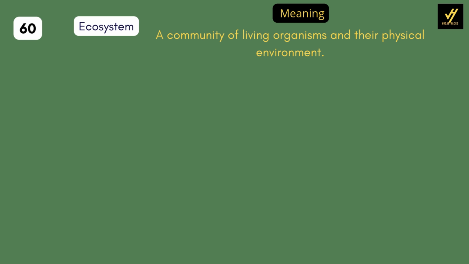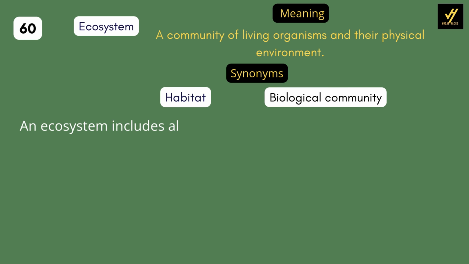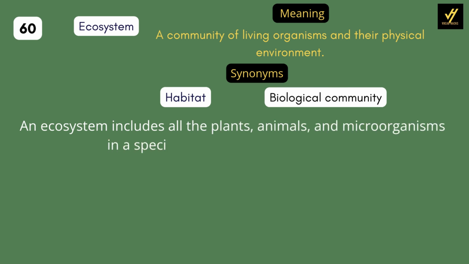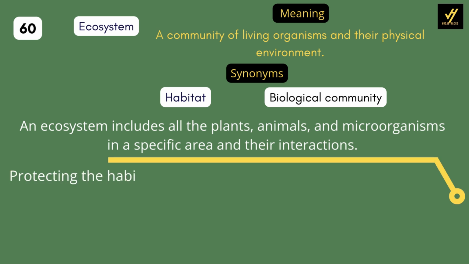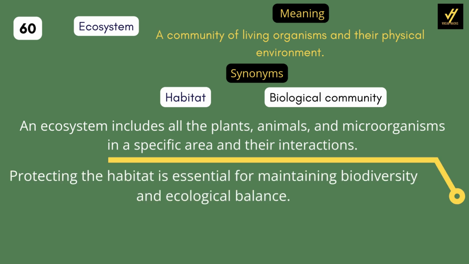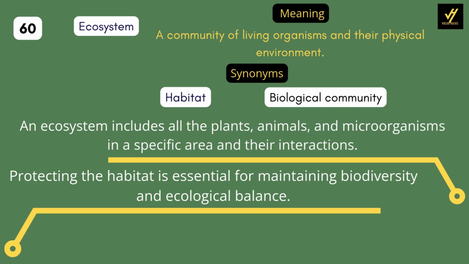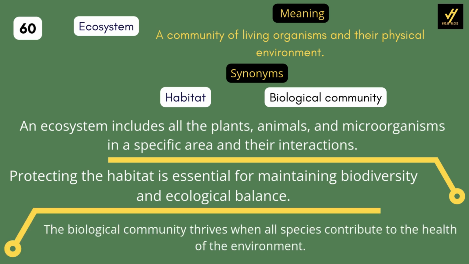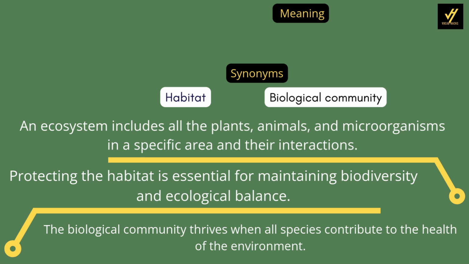Ecosystem, a community of living organisms and their physical environment. Habitat, biological community. An ecosystem includes all the plants, animals, and microorganisms in a specific area and their interactions. Protecting the habitat is essential for maintaining biodiversity and ecological balance. The biological community thrives when all species contribute to the health of the environment.